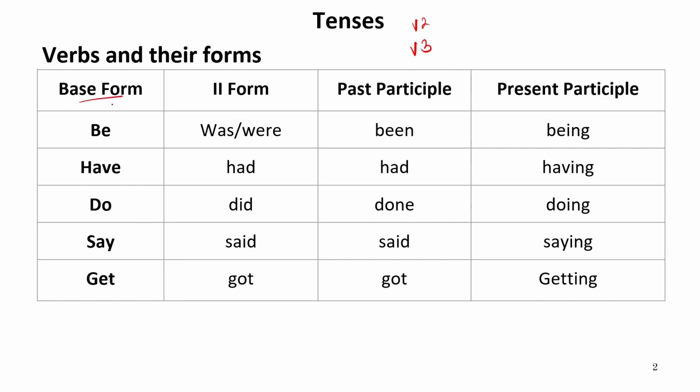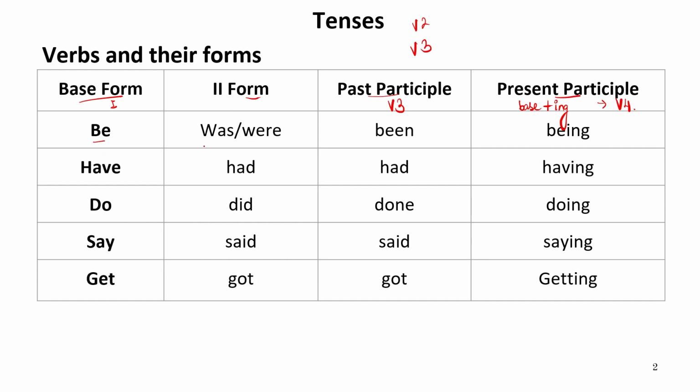This is base form. Now, base form is actually the first form of verb. Then we have second form of verb. Then we have past participle. This is verb third form, that we call third form of verb. And then we have present participle. It means base form of verb plus ing, which we also call verb fourth form. So let's begin.